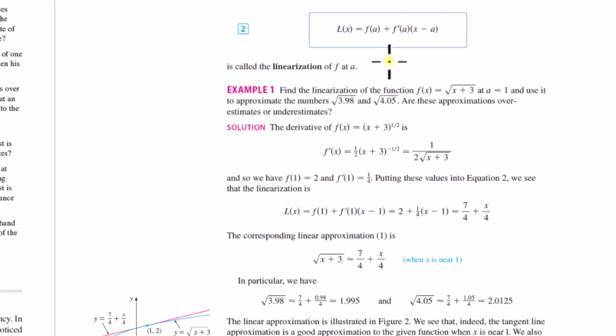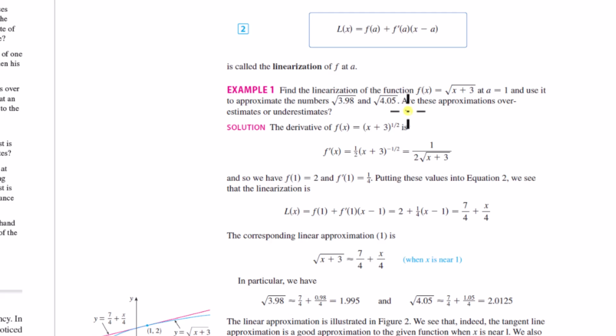So f of a is easy. It's the square root of 3 plus 1, which is 4, so 2. For f prime of a, we don't plug in a and take the derivative. We have to find the derivative first, and that's what they do here. It's going to be 1 over 2 square root of x plus 3, and then plug in a, and then just put x minus 1. That's what they do here. They simplify, and there's the linearization of the square root of x plus 3 at a equal to 1.